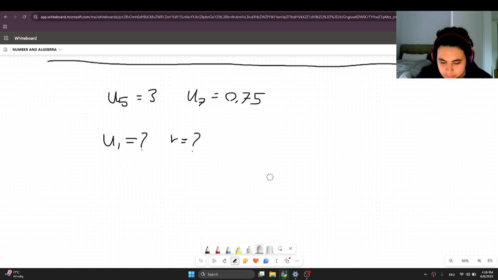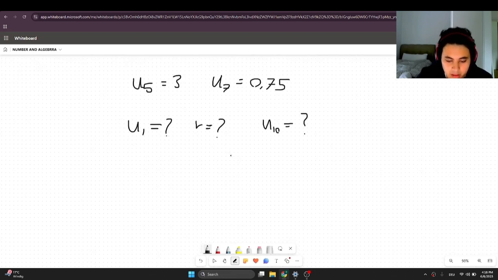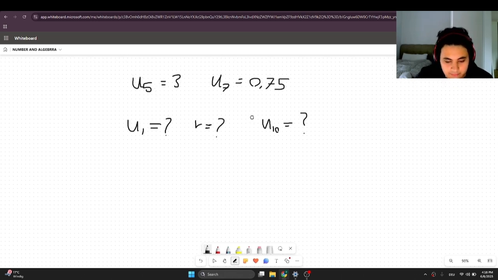Okay, and then we also need to find the 10th term. So u10 is equal to that. Of course, in order to find the 10th term, we need to know u1 and the common ratio. So we're going to find the common ratio and u1 first and then move on to find u10. Okay, so we know that u5 is equal to 3 and that u7 is equal to 0.75, right?